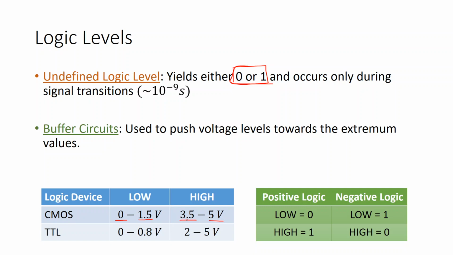There are some circuits called buffer circuits, which basically do not change the output logic level. They do not change the output logic level, but they change the output analog voltage, so that the voltage goes towards the extremum values, so that the logic is steady and remains safe, so it does not fluctuate. The logic level does not fluctuate because of the fluctuation in the analog value. So that is the work of the buffer circuits.